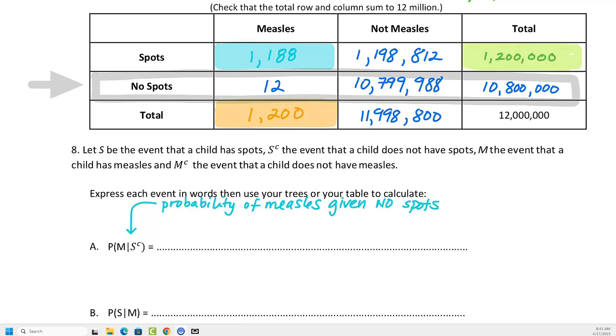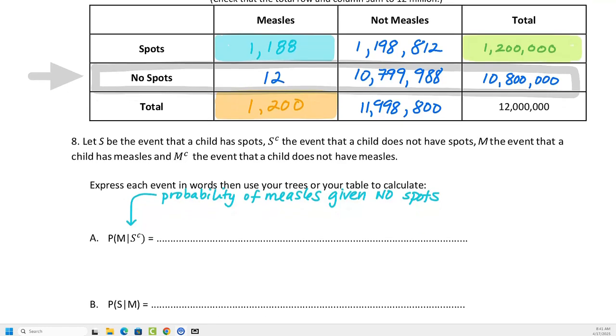Do you guys agree? So, what's the probability of having measles in that row? Well, the probability of having measles is 12, right, out of the total for that row, which is 10,800,000.